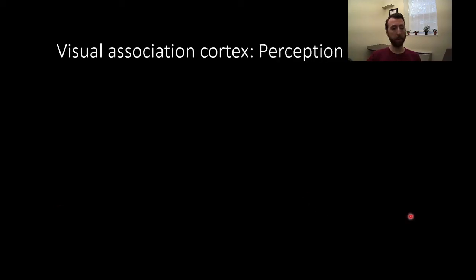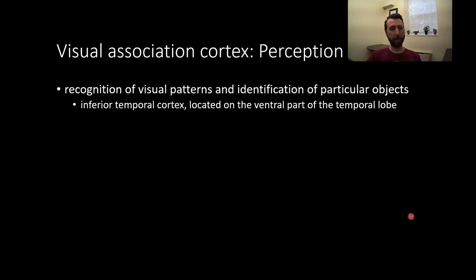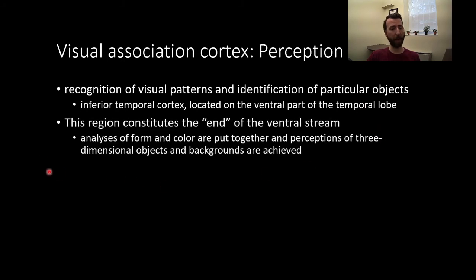So our visual association cortex in the ventral stream also allows us to perceive form. This is the recognition of visual patterns and identification of particular objects, so we can put together things like edges and colors and figure in ground and determine what we're looking at. This is thanks to the inferior temporal cortex located in the ventral part of the temporal lobe. This region, the inferior temporal cortex, constitutes the end of the ventral stream.